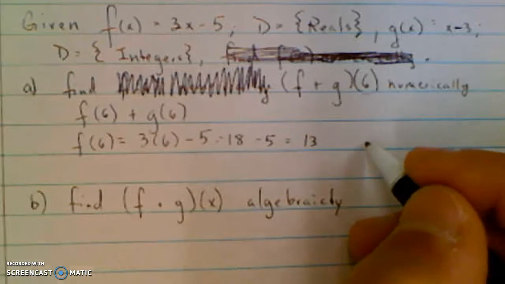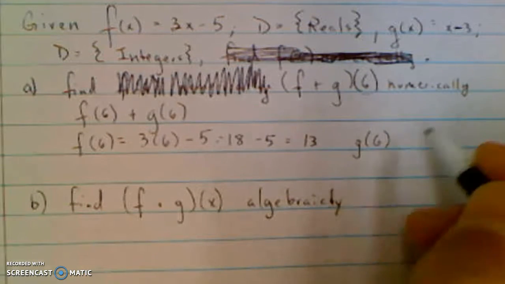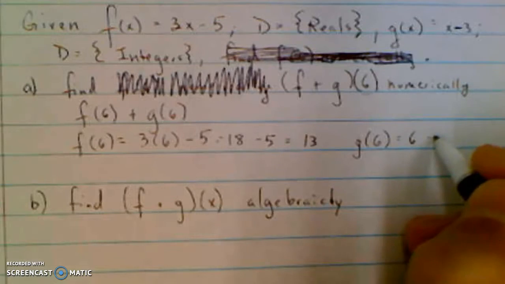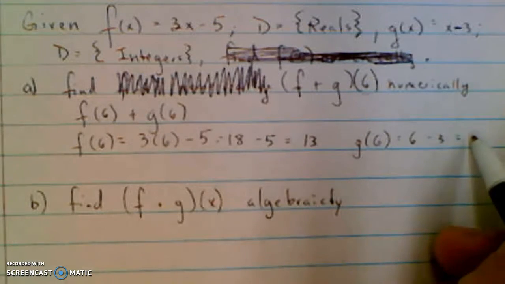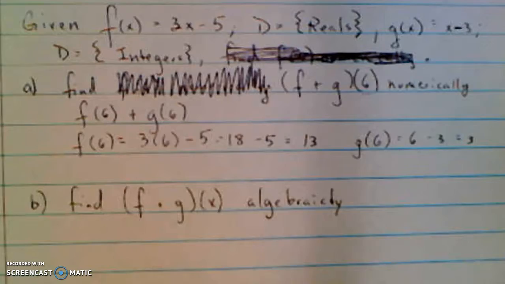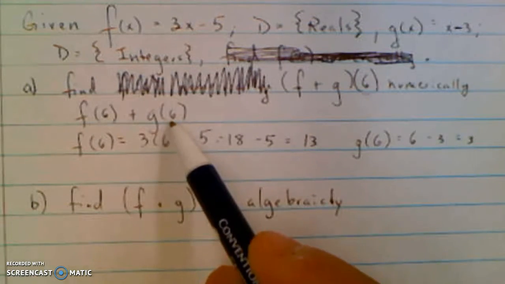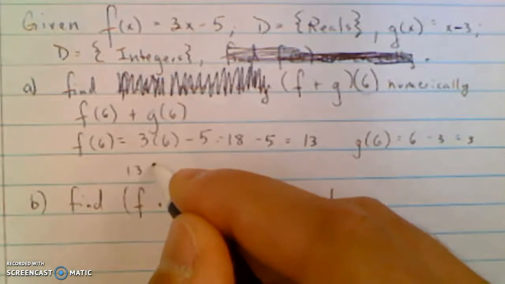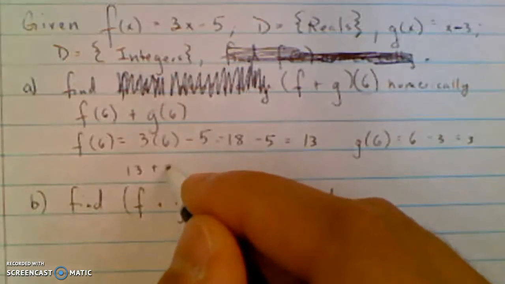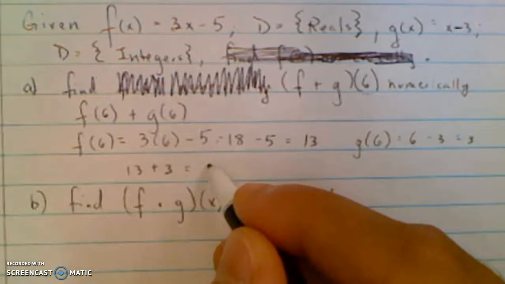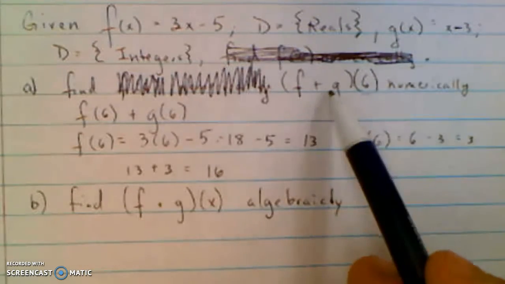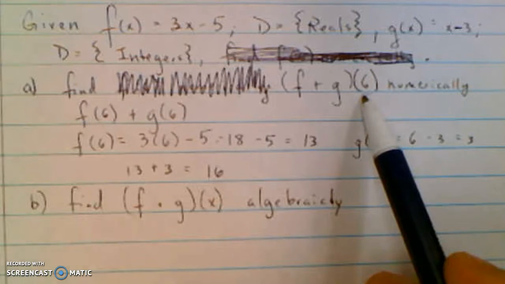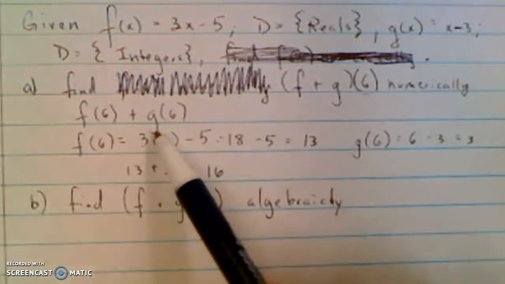How do we find g of 6? 6 minus 3, plug it in. 6 minus 3 is 3. How do we find f of 6 plus g of 6? F of 6 is 13, g of 6 is 3. 13 plus 3 is 16. So like we said, evaluate functions using that number and then add them. Hopefully not too difficult.